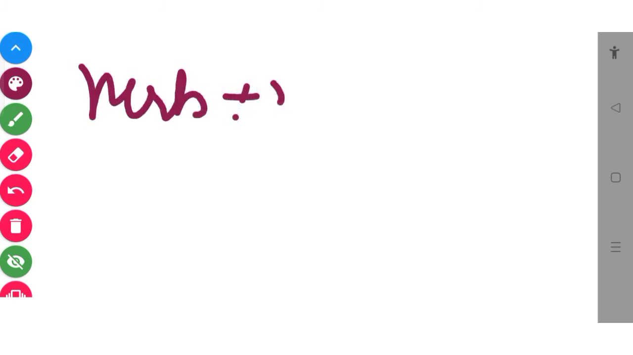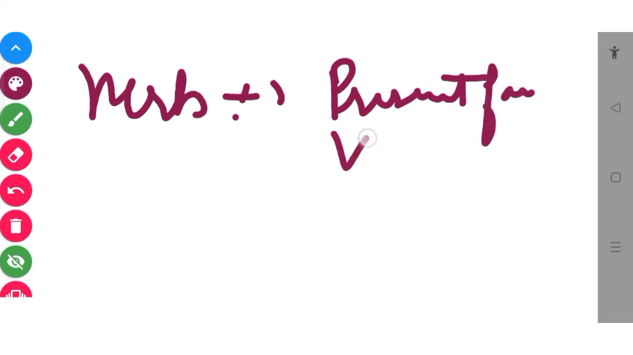Now as you have gotten to know what the helping verb is, you should know the main verb also. The main verb used in the case of future indefinite is the present form. Present form, what is that? Verbs of first form.